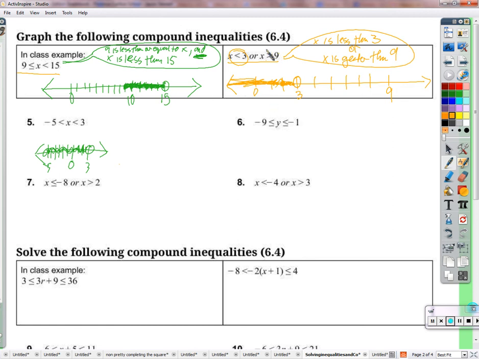What does this part look like? Open circle on 9. Shade to the right. See how I can't pick a point here that is also over here. It can't be both at the same time. It can be this or that. It can't be this and that. But this and works. It can be bigger than 10 and less than 15.